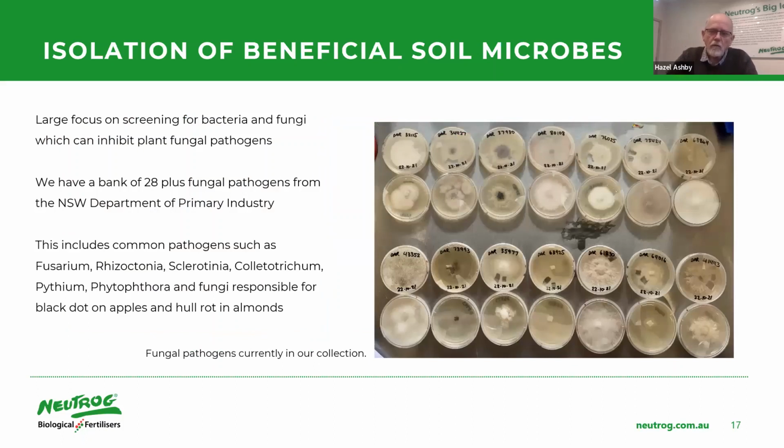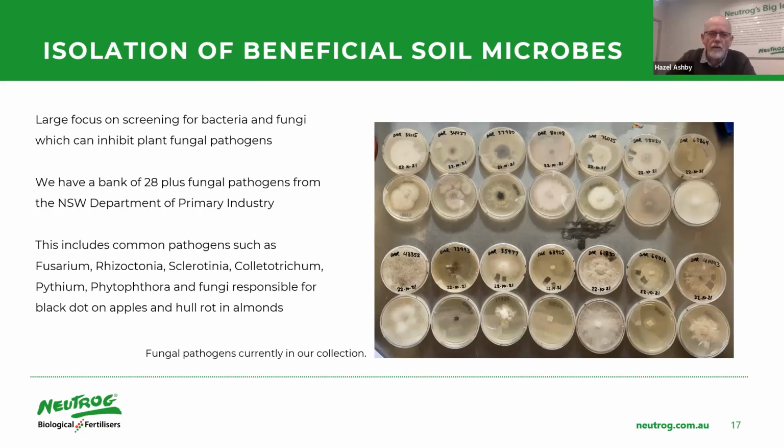The critical thing that I spoke about before was the ability to suppress or inhibit the growth of pathogens. So what we do is every single microbe we get in, we then run through a bank of pathogens and we have a look to see which ones are capable of stopping their growth. So there you see a plate with all the different pathogens we have. We have about, at the moment, about 28 different pathogens that we got in from the Department of Primary Industry in New South Wales.